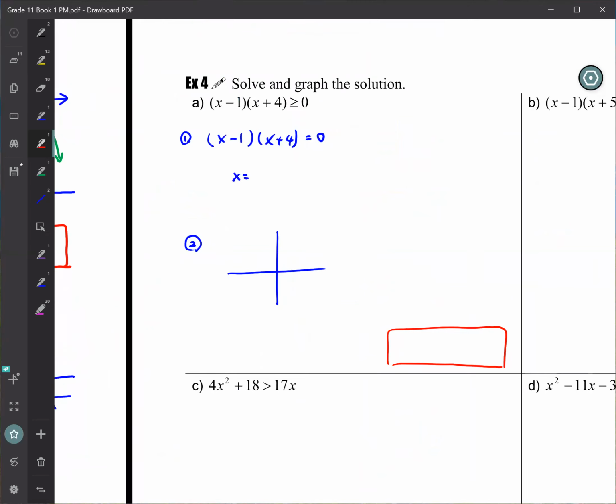Okay, Marcus, what are the x-intercepts? I got 1 and -4. Yep, very good.